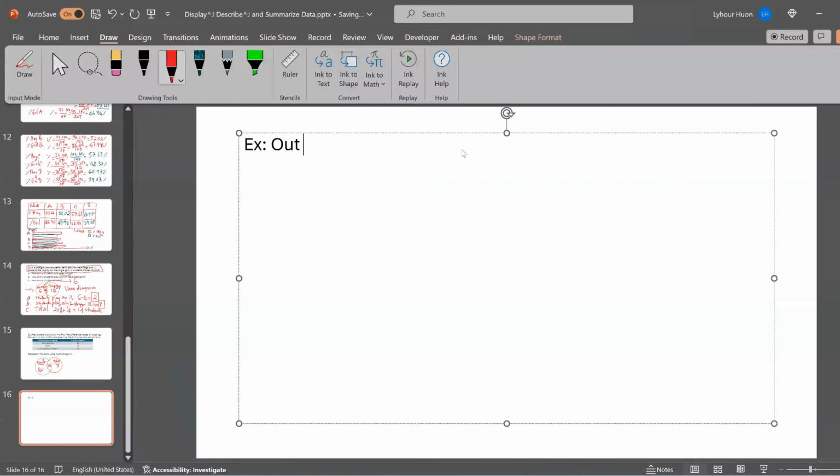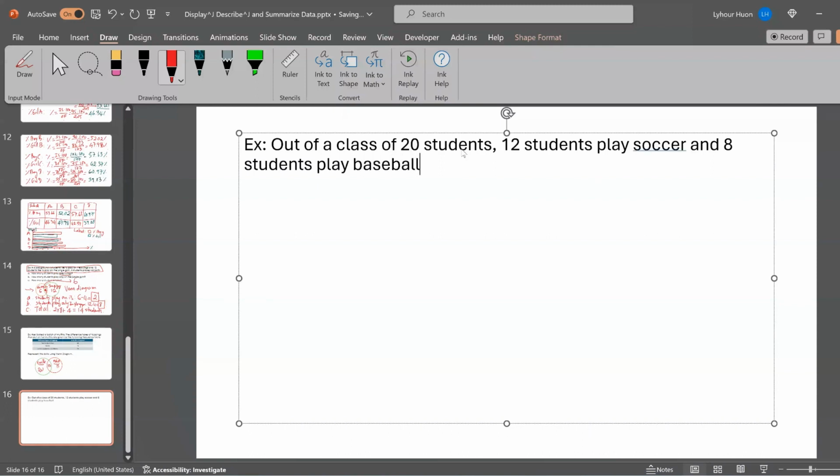Example: out of a class of 20 students, 12 students play soccer, and 8 students play baseball. There are 3 students who play both soccer and baseball.